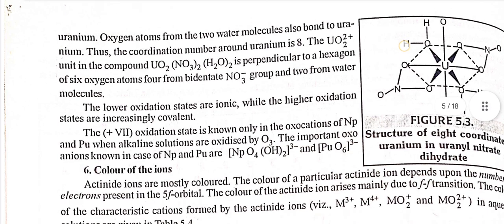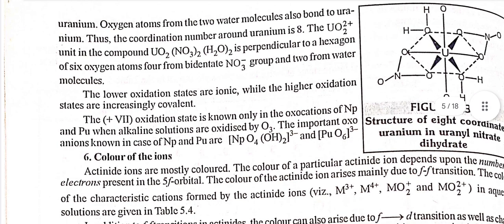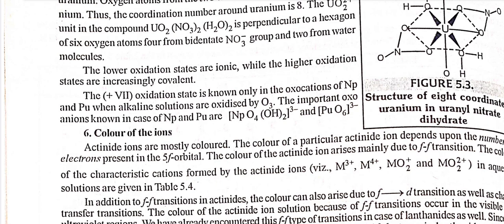The lower oxidation states are ionic, while the higher oxidation states are increasingly covalent. The +7 oxidation state is known only in oxocations of Np and Pu when alkaline solutions are oxidized by O3. The important anions known in the case of Np and Pu are NpO4(OH)2 3- and PuO6 3-.